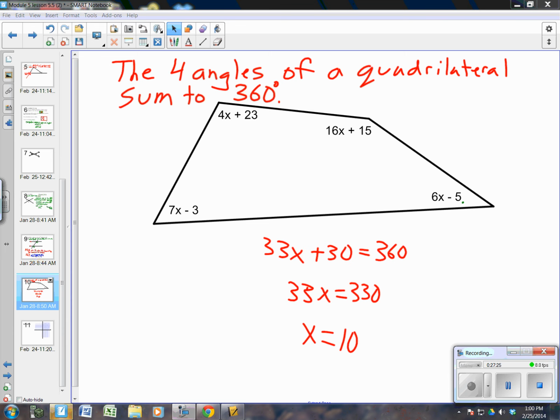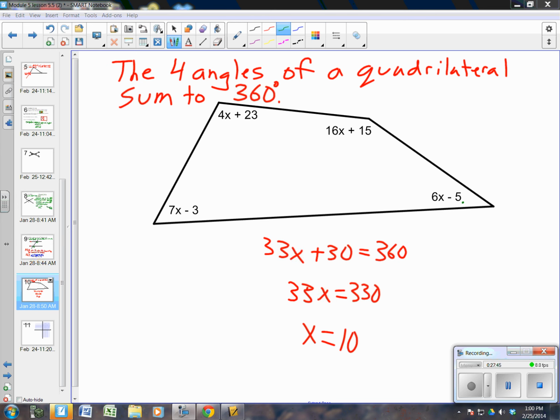Okay, so most of you guys knew that you just had to add the 4 angles together. 7x minus 3 plus 4x plus 23 plus 16x plus 15 plus 6x minus 5 equals 360. When you simplified the left side, you got 33x plus 30. Is that right? You solved the equation. You got x equals 10. So you plug 10 in for each of those.